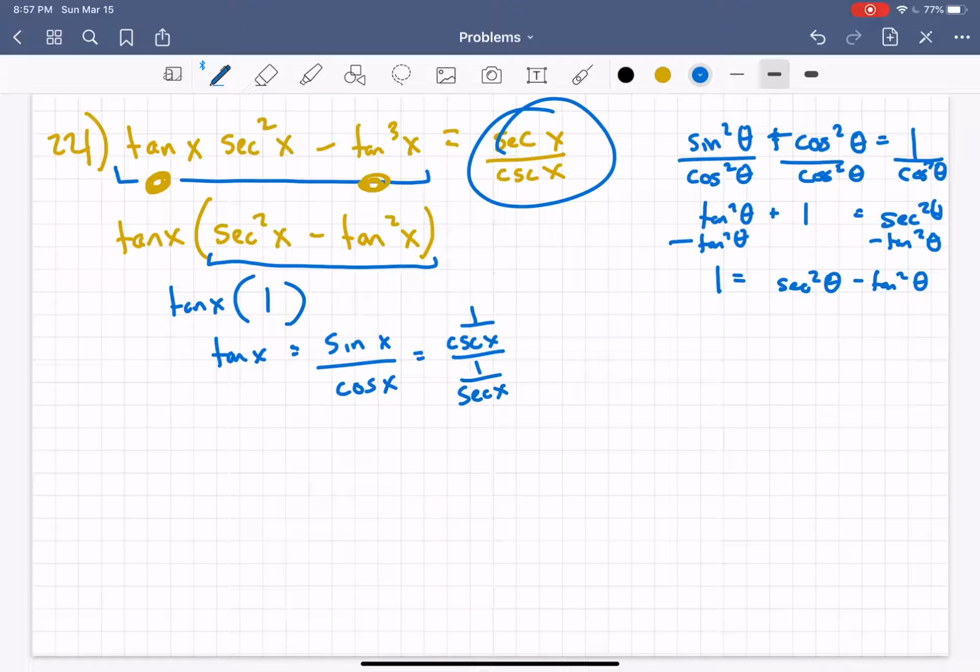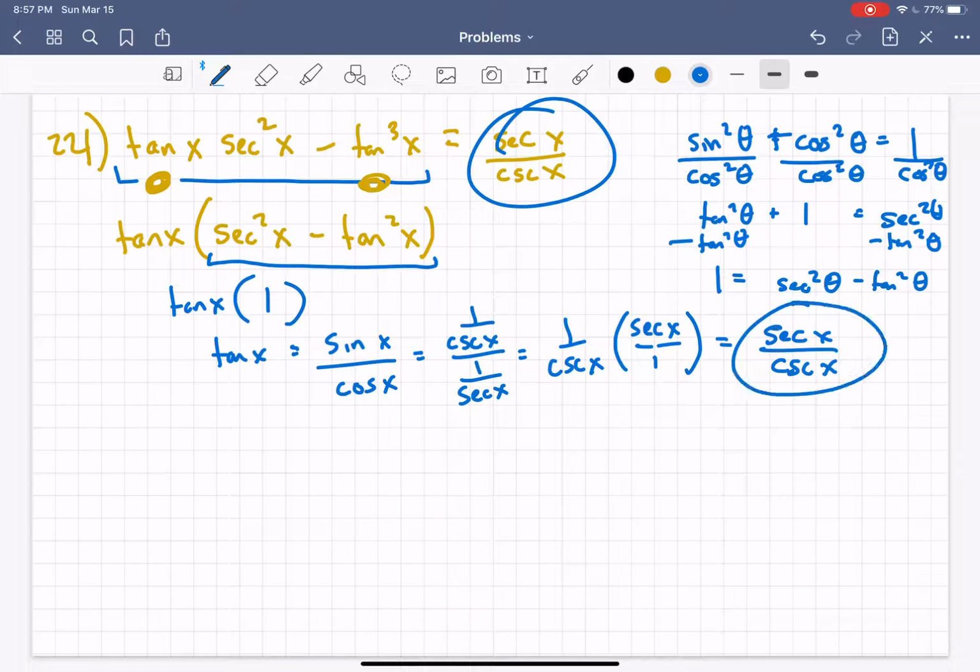And now we have this jumbled up fraction. So let's separate them, right? If we have 2 fractions, we can take the numerator and multiply by the reciprocal of the denominator. So that means we get this for our second part. And then we just have 1 on the bottom. So when we multiply these 2 fractions together, we get secant x over cosecant x, and that is what we're trying to get. So that does verify.